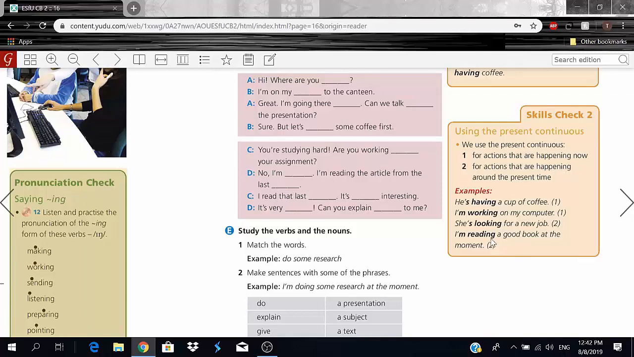I'm reading a good book at the moment. So this has also two meanings. Either I'm reading a good book like right now, at this moment in time, or I'm reading a good book at the moment, as in I have a good book that I'm reading right now. Okay? Not right now as in this second, but I'm reading it in my free time around the present time. Okay? So two meanings. Now, I hope you got the idea.